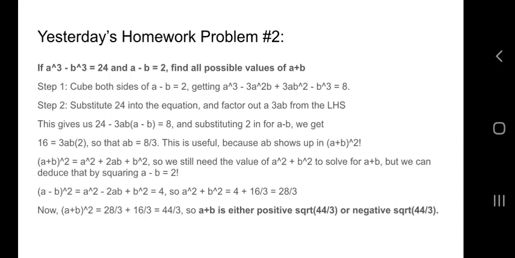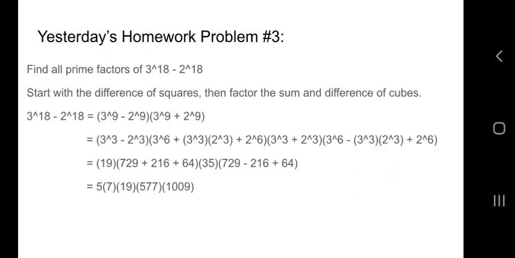Okay, so let's move on to homework problem 3 from yesterday. Now this one was kind of heavy on the numerical side. However, we still needed to use an algebraic trick to solve this one. So let's talk about this one. We need to find all prime factors of 3 to the 18th power minus 2 to the 18th power. Right away we see that this is a difference of 18th powers.